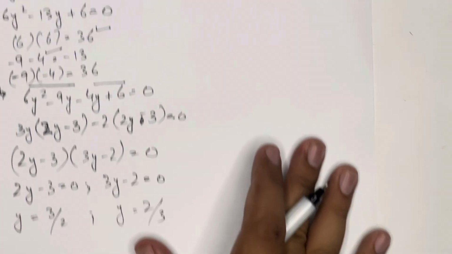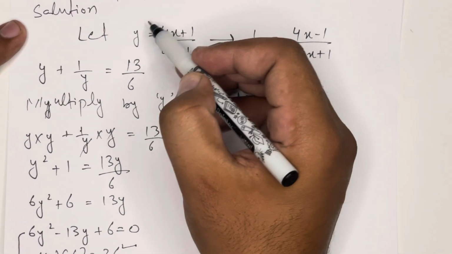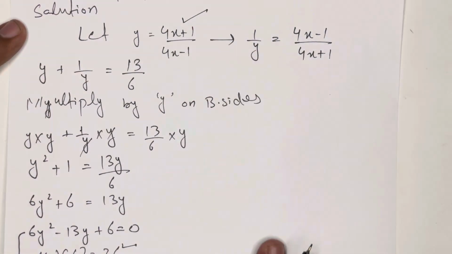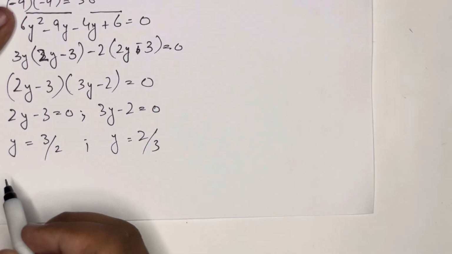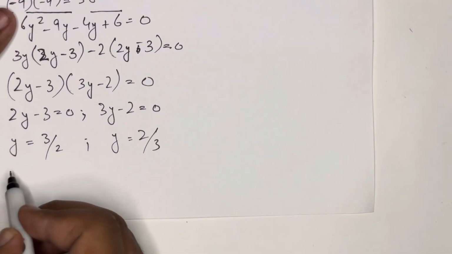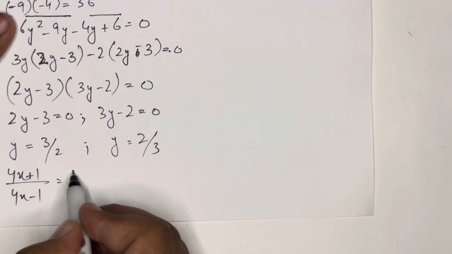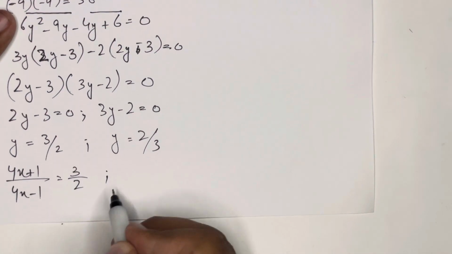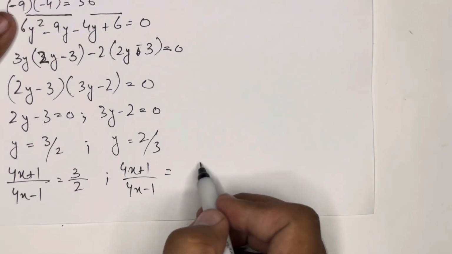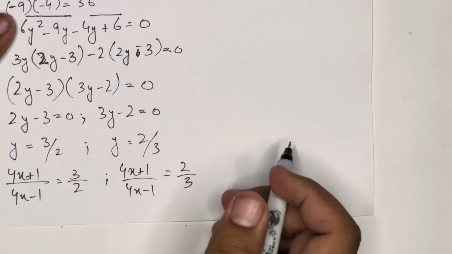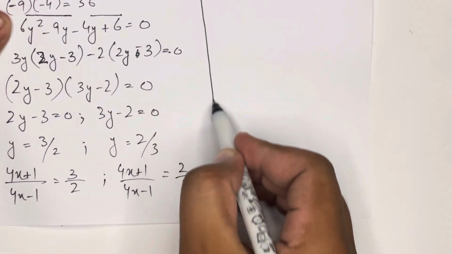Now I am writing the value of y that I took. Here the value of y is (4x+1)/(4x-1). So (4x+1)/(4x-1) equal to 3 over 2, and on the same side (4x+1)/(4x-1) equal to 2 over 3. I can write the next part here.